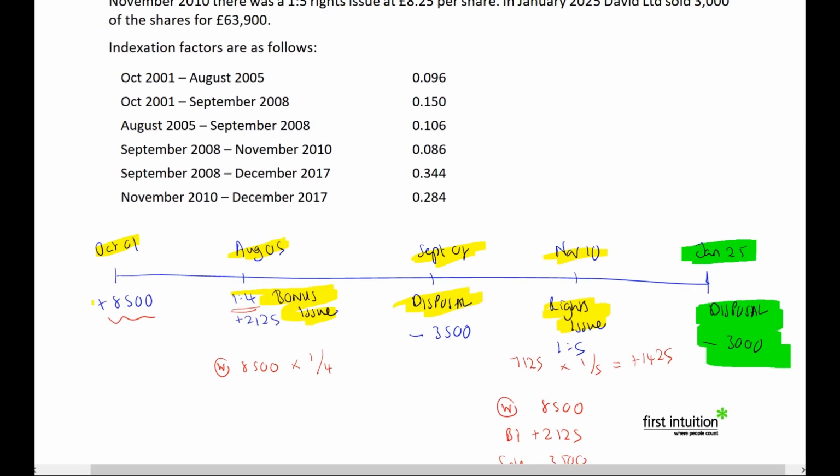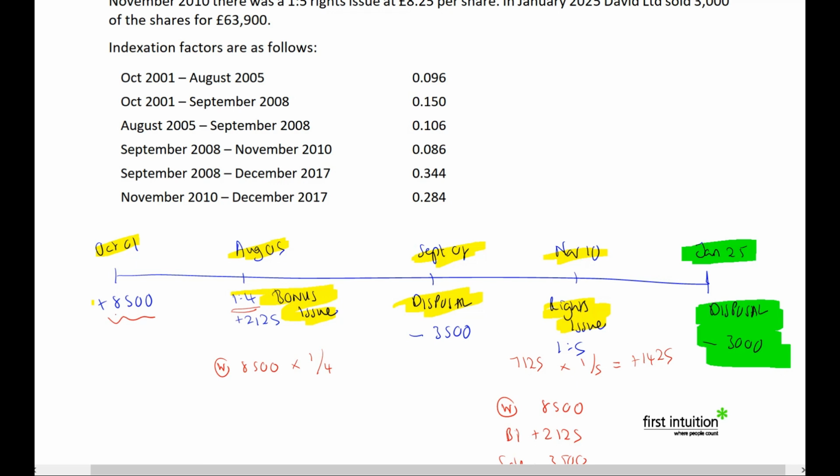So October 01, my first purchase. I'm going to index every time there is an event, could be adding shares or disposing of shares, where there's a cost involved. So if I buy more shares and I pay money for them, I'm going to index before I process that transaction. If I sell shares, I'm going to process the indexation before I deal with that transaction.